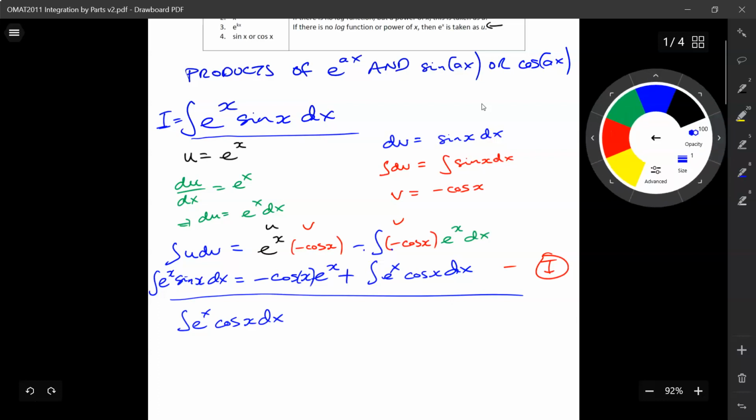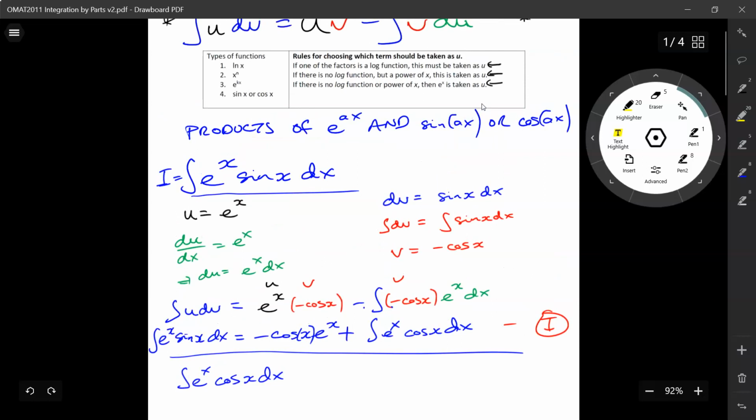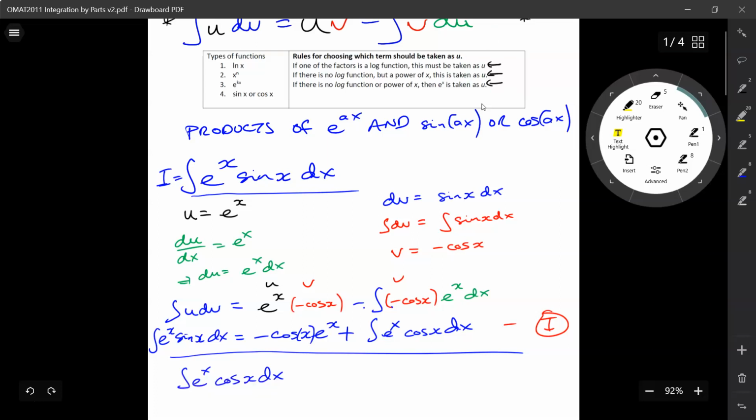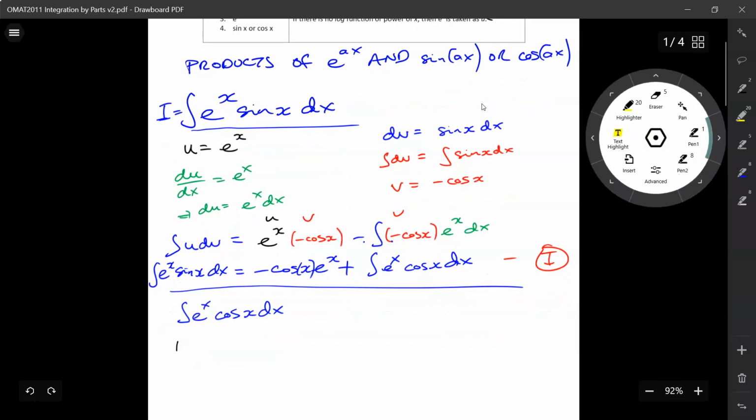So we decide what's going to be u and what's going to be dv. Well, following our rules again, there's no log function, so we skip to the next rule. There's no x to the power of n, so we skip to the next rule. The next rule says if there's no log function or power of x, then the exponential x is taken as u. So as before, I take this is equal to u. That means dv is equal to whatever remains there, which is cosine x dx.